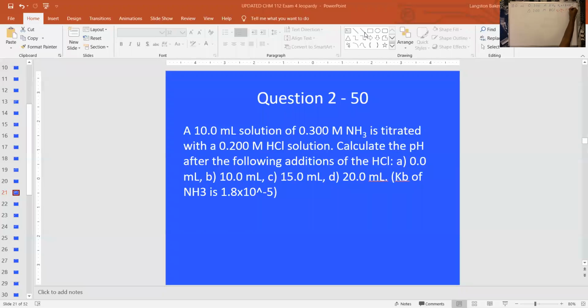Kw is 1.0 times 10 to the negative 14. Kb is 1.8 times 10 to the negative 5th. And then Ka is 5.6 times 10 to the negative 10. All right, 15 milliliters now.